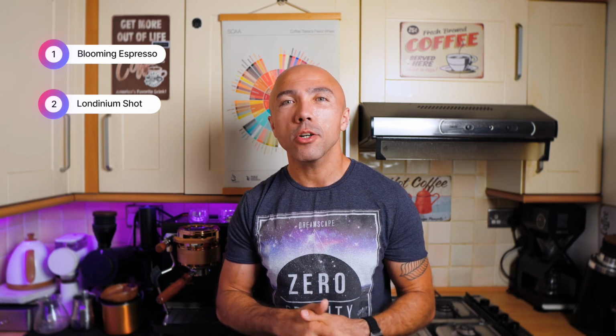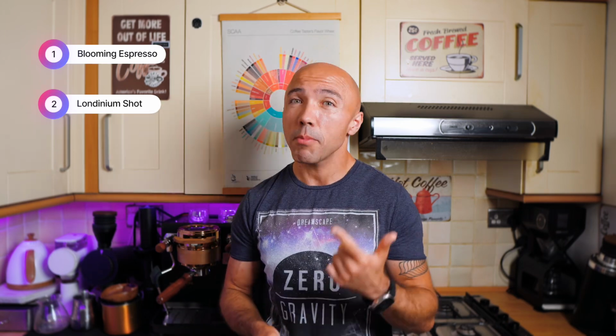We're going to play with blooming espresso and we're going to pull a Londinium shot. Probably two of my favorite profiles on Decent. Let's see how we can recreate them on the Wendougee Data S, and if we can recreate them. So let's start with blooming.